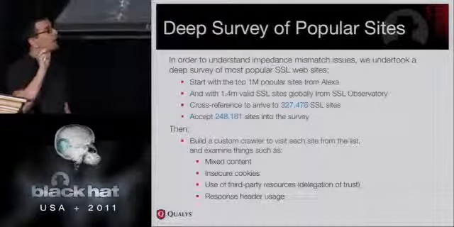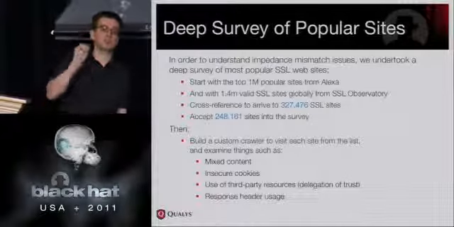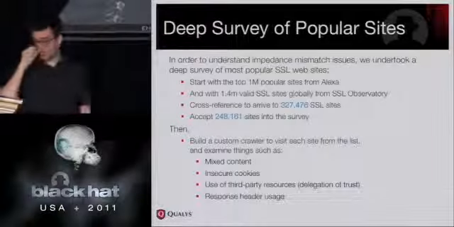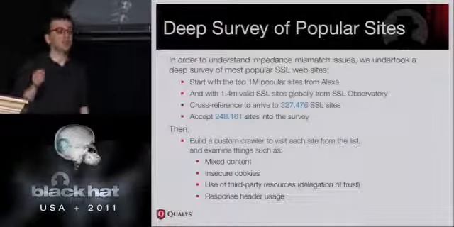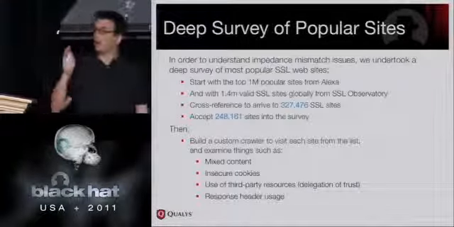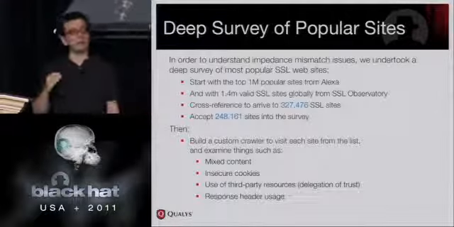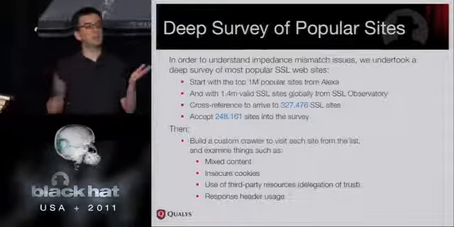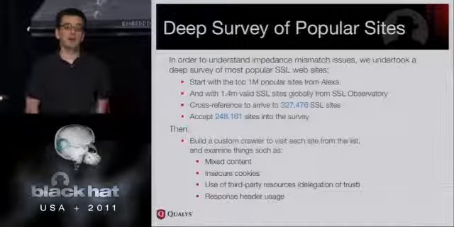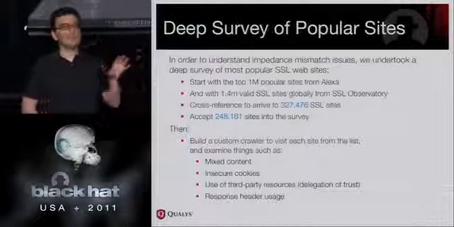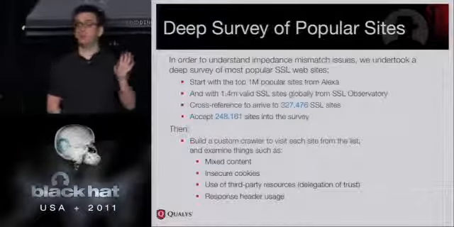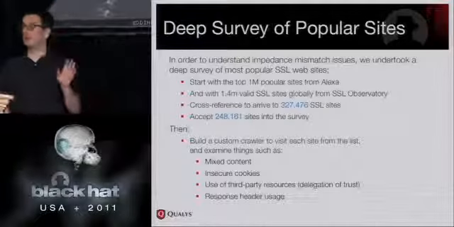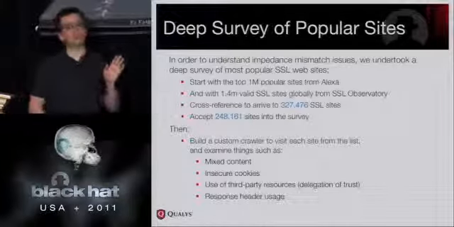And these are problems that are of immediate concern because they break SSL security today. So what we did for the deep survey, we took the Alexa top 1 million list of most popular websites, and we cross-referenced it with our own list of SSL certificates and came up with about 250,000 SSL sites. These are very popular sites that millions of people use, and every single one of them has a properly configured SSL server and a proper SSL certificate.